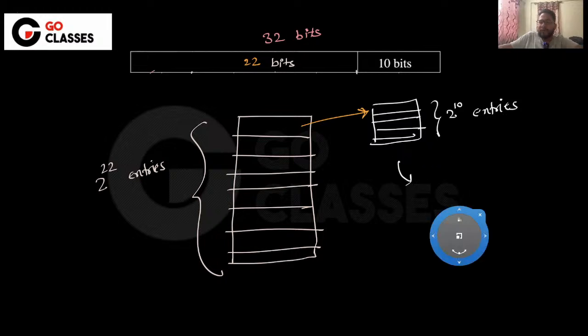So this is 2 power 10 entries, this is 2 power 22 entries, which means there is a page table here that has 2 power 22 entries. There is a chunk here which has 2 power 22 entries. There is a chunk here which has 2 power 10 entries. Now how many such chunks are there?